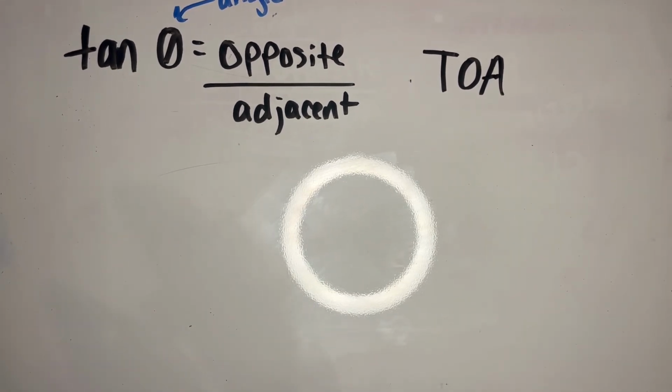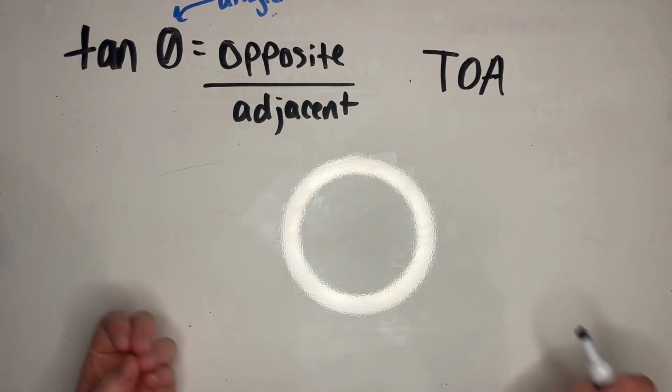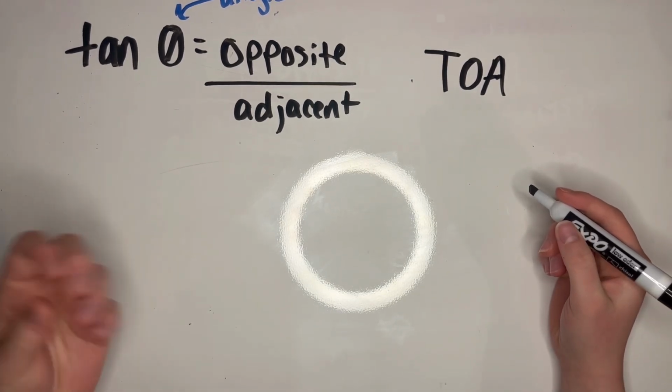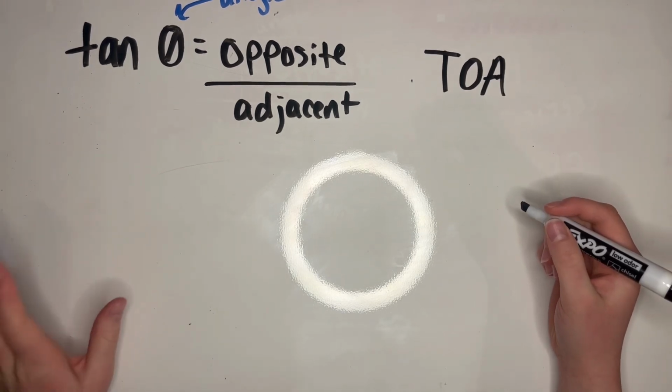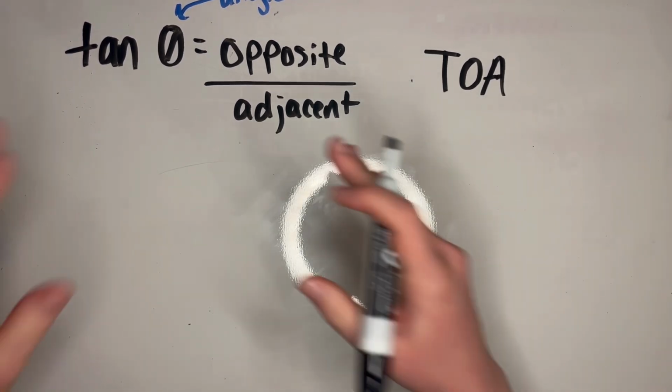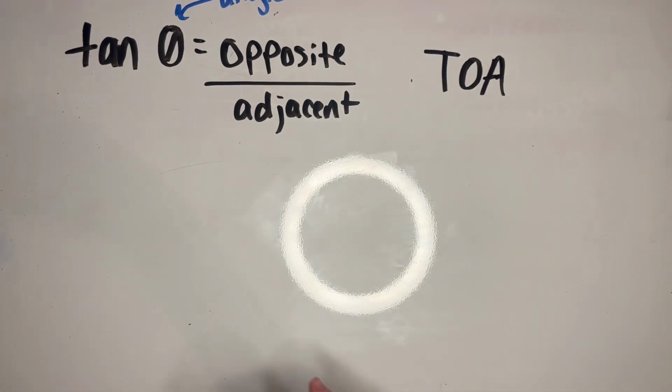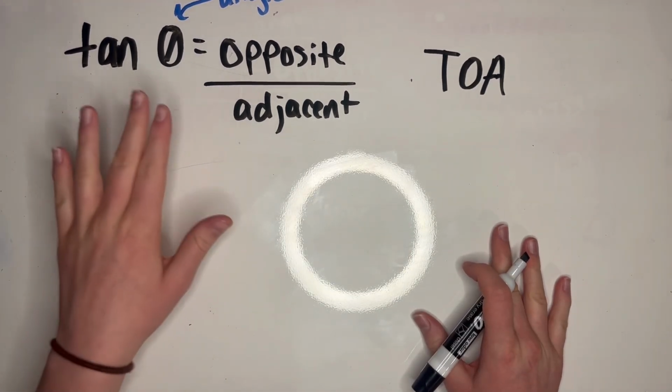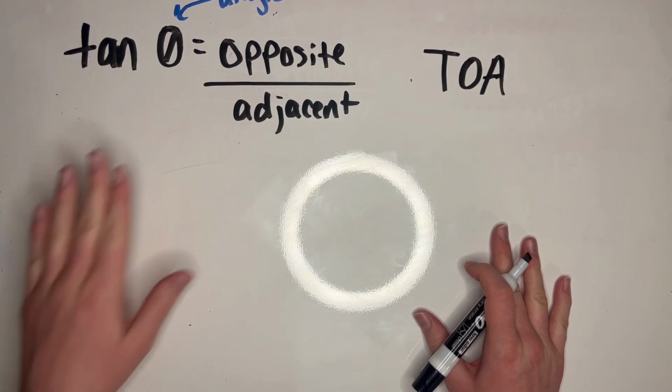Okay. For our practice problems, all of our questions are going to be asking: use tangent to solve for the missing side. All of these triangles that we're going to be doing are going to be using tangent only. So if you know Pythagorean theorem or sine, cosine, and so on, we're not doing that in this video. We're only using tangent to solve these triangles.